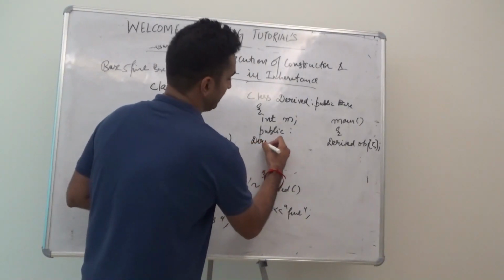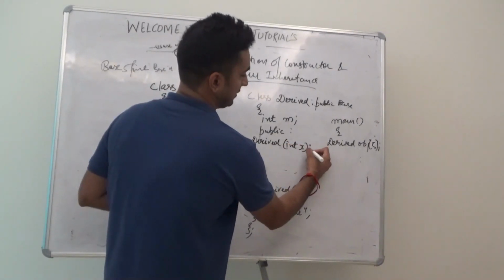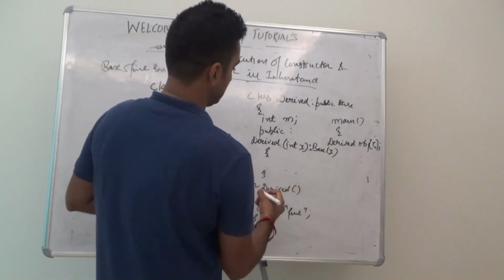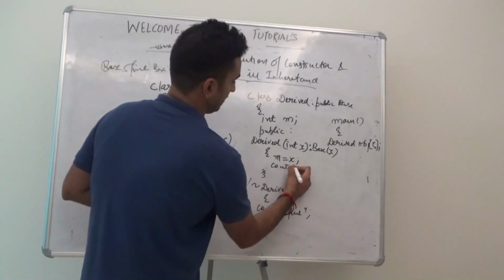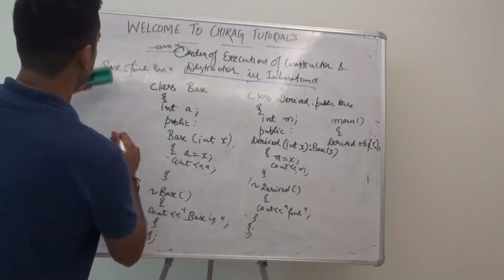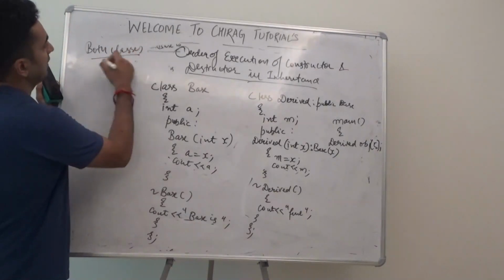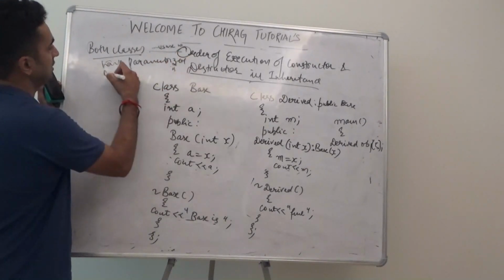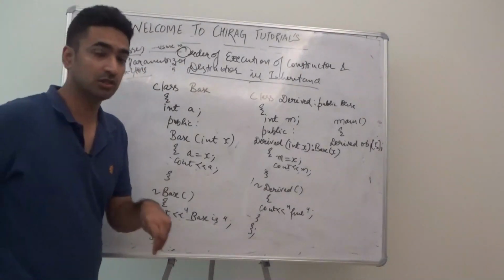I have to write derived, then int, let's say x, and we have to write base x, and m is equal to x, cout m. So guys, when both classes have a parameterized constructor, how does it work?